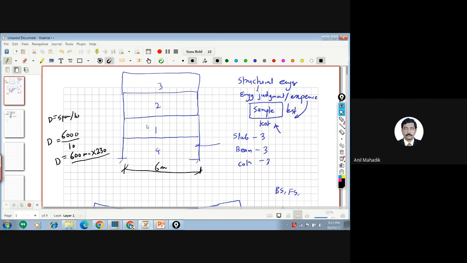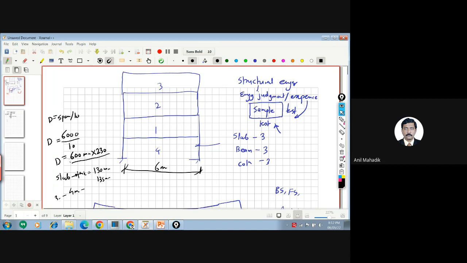So now you know the size. Now you will also assume the slab thickness. Depending upon the span of the slab, if it is 3 to 4 meters, you can assume a thickness of 130 mm to 135 mm. And then once you know the thickness, you can calculate the dead loads.